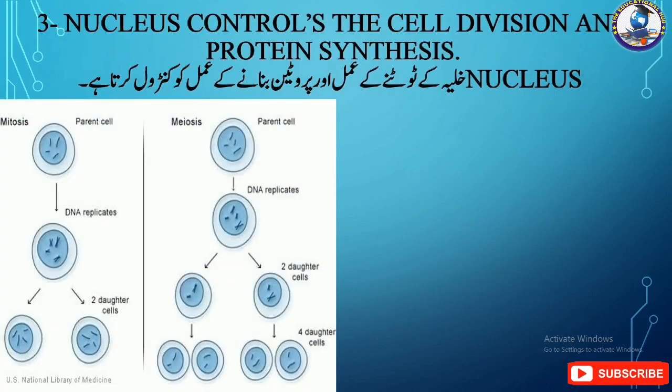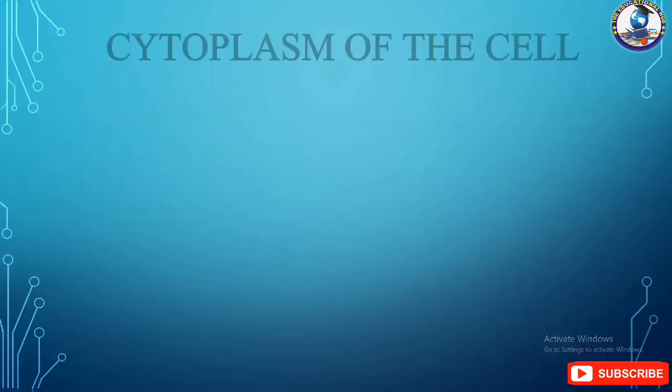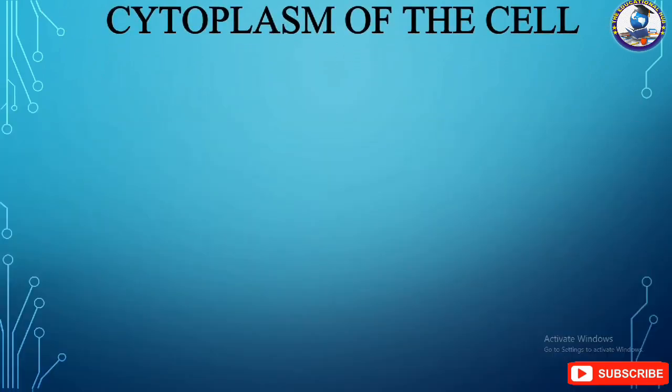Nucleus controls the cell division, which is usually known as mitosis and meiosis, and also nucleus controls the protein synthesis or the making of proteins. So these were the functions of nucleus. Now we are going to study the structure of cytoplasm.